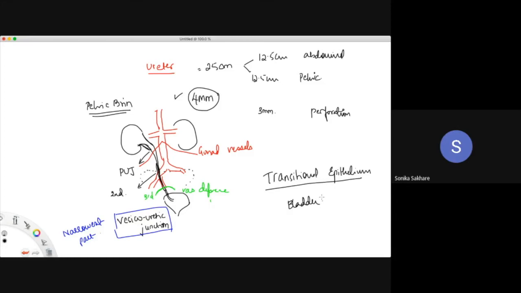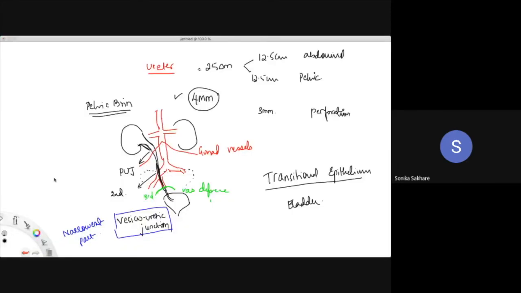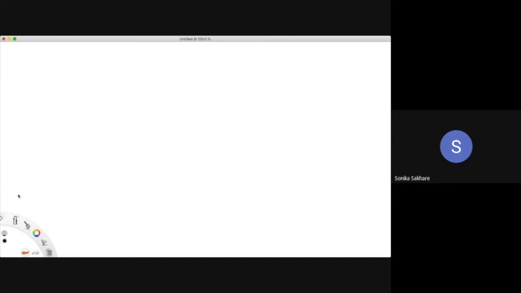Next, if you have to see about the blood supply. The blood supply of the ureter is pretty important. The ureters are supplied by the following arteries. Again, we'll draw one kidney and the ureter. The upper one third is supplied by your renal artery only.